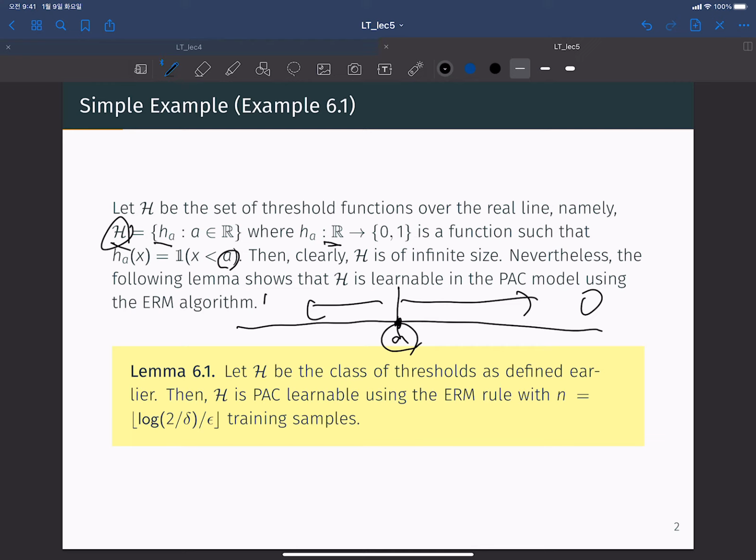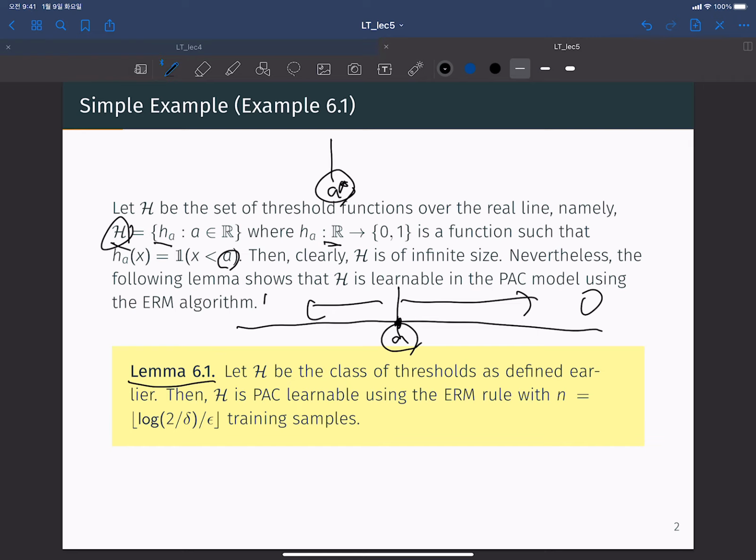If the true function also makes the output 0 or 1 based on just a simple hypothesis with true ground truth threshold a star, then we just need to learn a star, and that is much simpler than before. So that is Lemma 6.1.